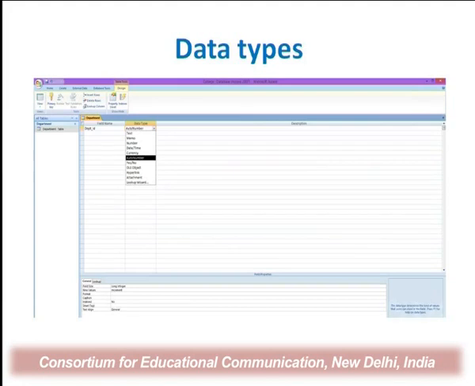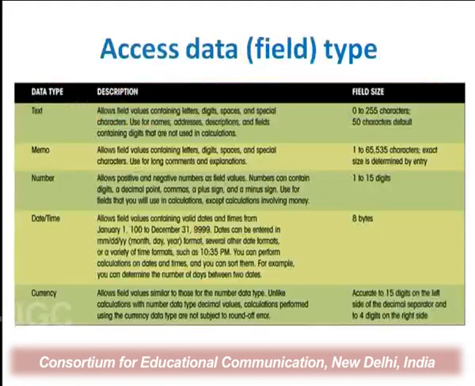So, different data types are there. A quick understanding of each of these data types. First is the text data type, which allows storing of text data. Alphanumeric data also comes under this. Then you have another data type called the memo.